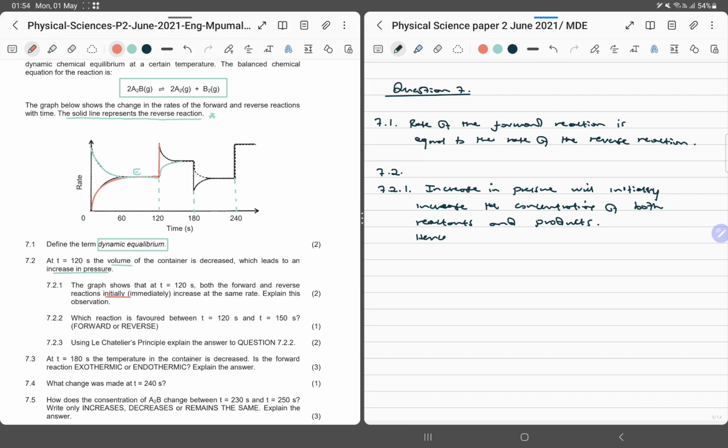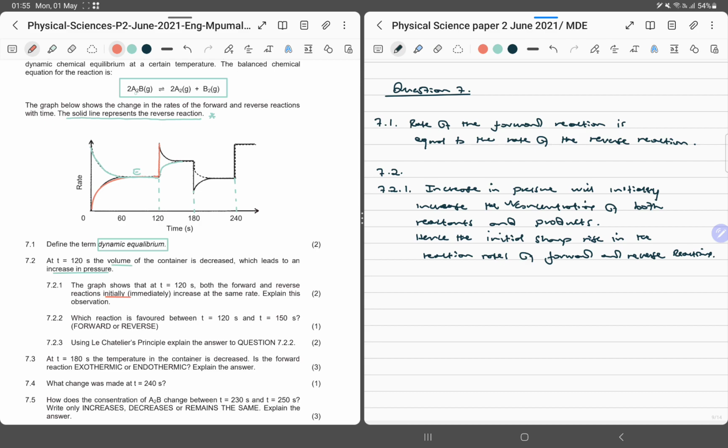Therefore, you can say hence the initial sharp rise in the reaction rates of forward and reverse reactions. Okay, my writing is starting to do its thing of fading, but in any case, you just explain what happened. Technically, it is an increase in the concentrations of both.